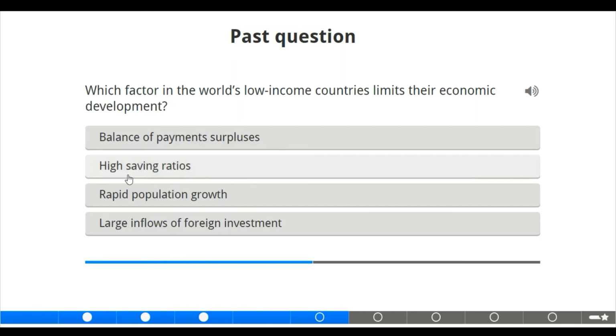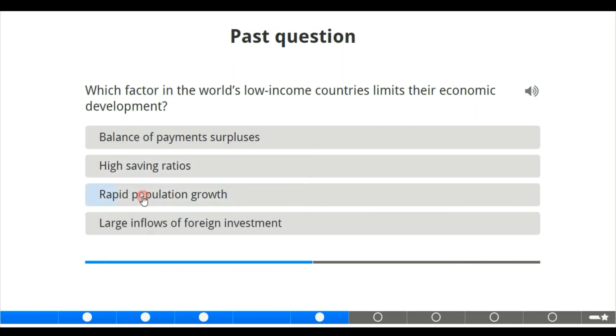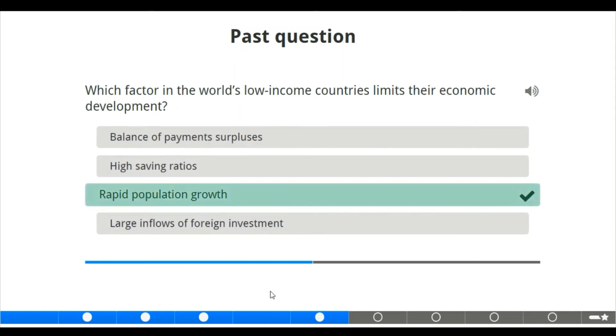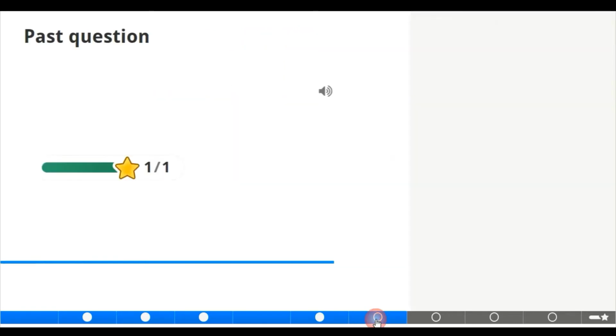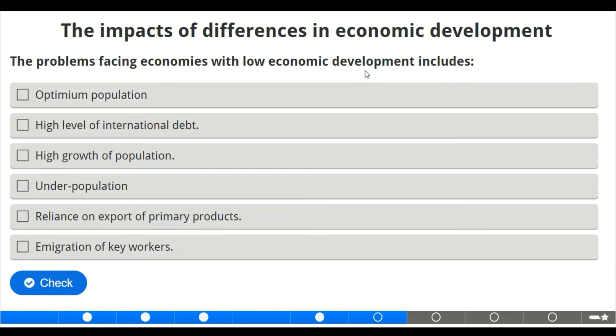Of course, one of the factors in the world's low-income countries that limits economic development is rapid population growth. Now we move to the next slide. Moving to the next slide, we now have the impact of differences in economic development. What are the effects of differences in economic development? Here we have the problems facing low economic development, which include what we have here.